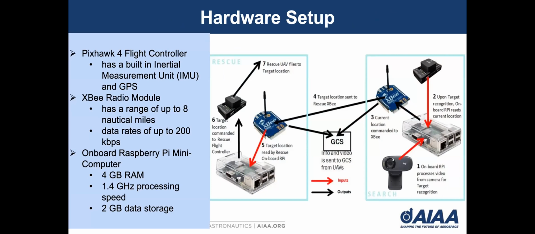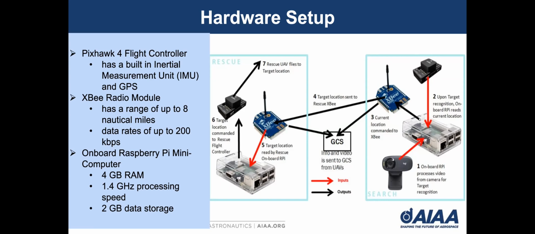Here is the hardware setup for each vehicle. First, we have the Pixhawk flight controller, which has a built-in IMU and a GPS. And then we have the SiK radio module, which has a range of a nautical mile and a data rate up to 200 kbps.